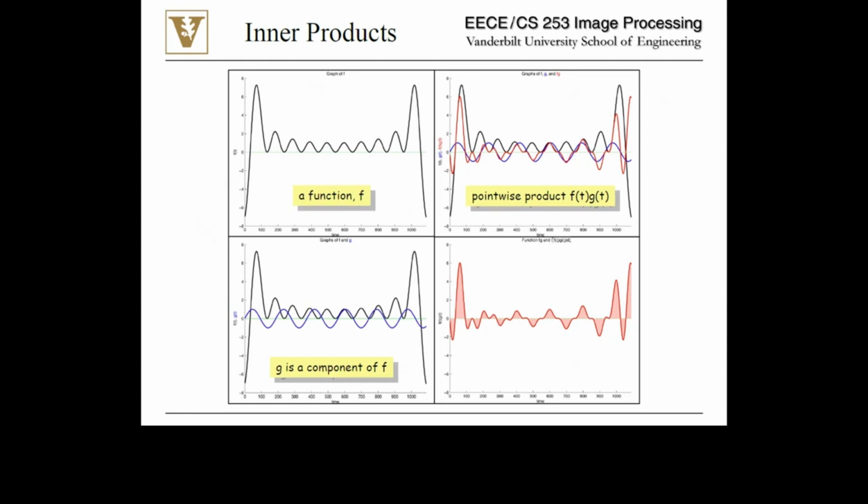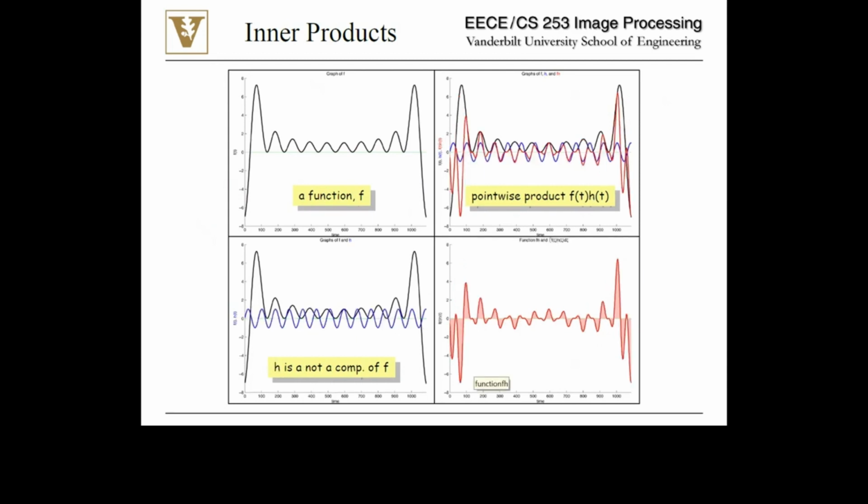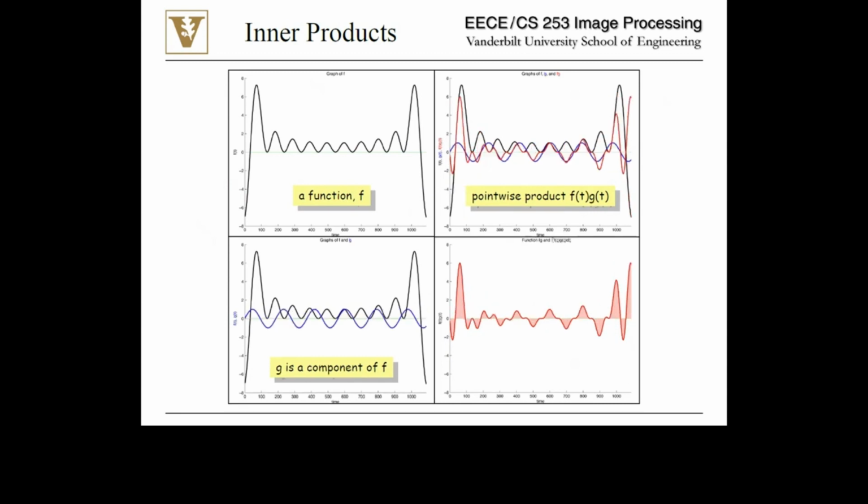Okay, so let's say that you have a couple of functions. So you have f, and then you have another function g, and the constraint of g is that it is a component of f. So to make f, you need this sine. So you multiply these two signals point by point. So the product is this red signal there. And then we have to integrate.